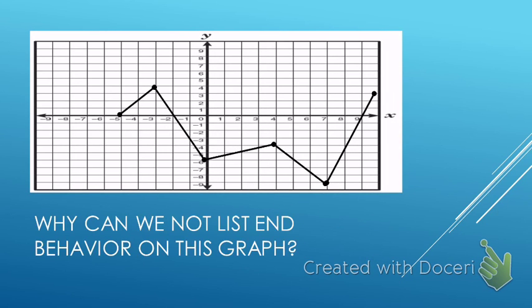So here's a good question. Why can we not list the end behavior on the graph? Well, the big reason is we said the way we find the end behavior is by looking at the arrows on the end of the graph. In this case, it doesn't continue on. The graph ends. There is no end behavior because there are no arrows.